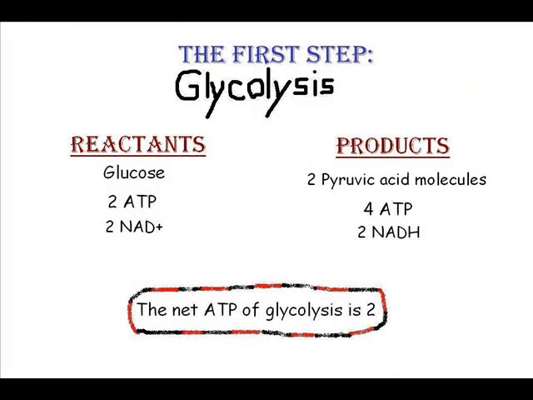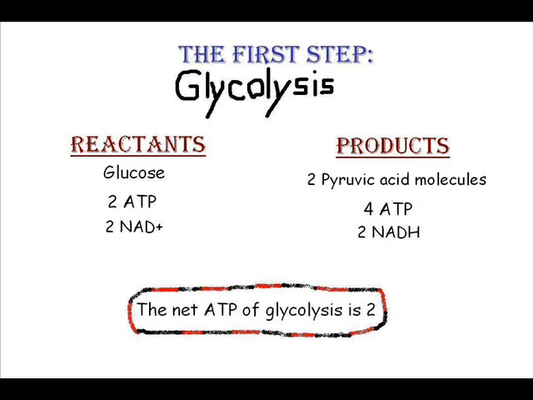This slide is like the overview of glycolysis. The reactants are glucose, which comes together with 2 ATP, and also another reactant that comes into the equation is 2 NAD+ molecules. Now the products are 2 pyruvic acid molecules, which are the 3 carbon molecules that I showed you in the last slide, and also 4 ATP molecules and 2 NADH molecules with the 2 electrons. The net ATP of glycolysis is 2.